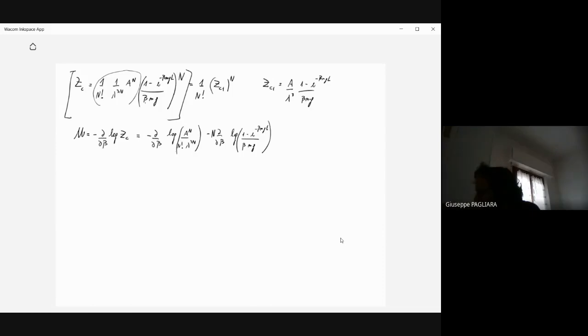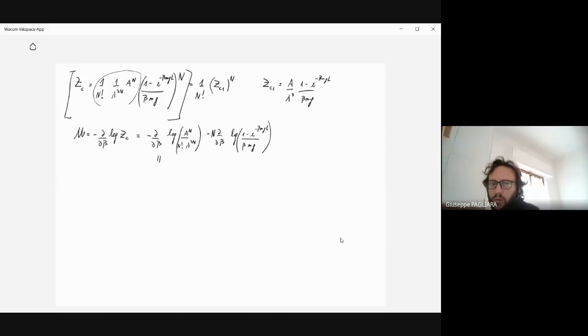Now this term here will just provide the usual, if you do the calculations, since a to the power of n and n factorial do not depend on beta, I will just have the usual log of lambda to the minus 3n, which we have done last time already. And this will contribute with the usual 3/2 kB T n, which is associated with the kinetic energy.